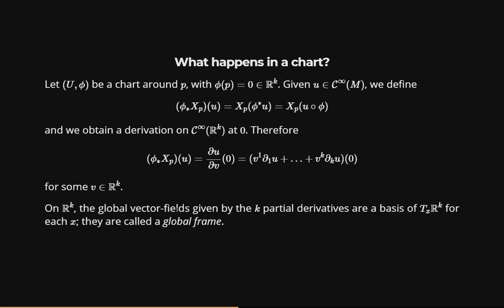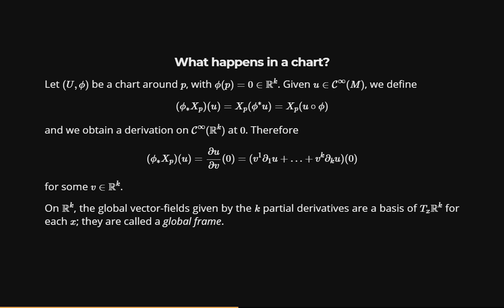Now, on R^k, you have global vector fields given by the k partial derivatives. So the partial derivative in x1 is a vector field on R^k, because each point of R^k gives you a way to differentiate a function. And so it corresponds to a tangent vector, also in the sense we gave in the previous lectures. So the d/dx1 is a tangent vector in R^k in every way you look at it, also in the submanifold way we talked about before.